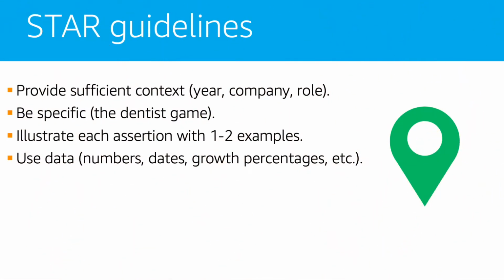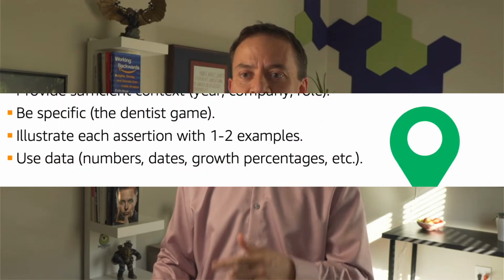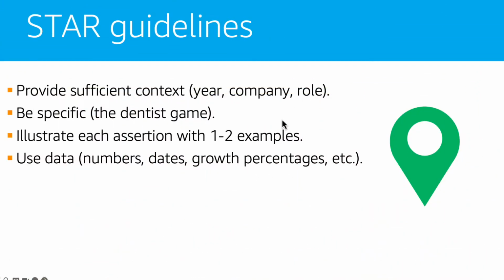First, you start off by providing sufficient context. This is especially relevant in the situation section. This means that you need to describe what was the year, what was the company, what was your role, what was your title. If the company is a well-known company like Tesla or Microsoft, you obviously don't need to explain what the company does, but you should still describe what was the team you're working on, what was your role, and what were your day-to-day responsibilities. That's where providing sufficient context would be very helpful.